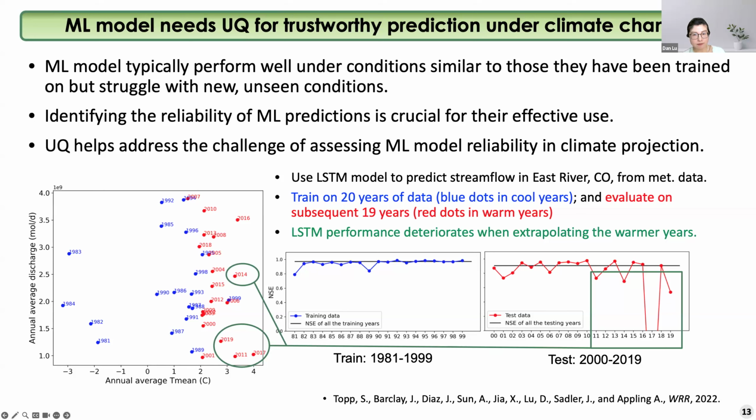So for example, as shown in this figure, an LSTM model trained on the 20 years of data from a relatively cool climate struggle to predict the stream flow during the subsequent warmer years. And this performance drop highlights the key limitations. That is, machine learning models can fail when applied to the evolving climate scenarios. And then to ensure reliable predictions, uncertainty quantification plays a critical role. The UQ can help detect the situations where the model is likely to make poor predictions by flagging the higher uncertainty as a warning signal.